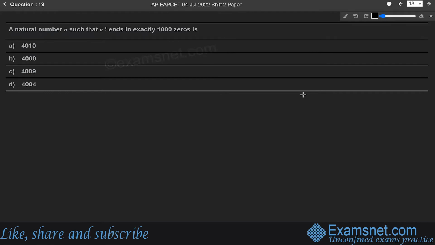Next question is a natural number n such that n factorial ends in exactly 1000 zeros. It is a very, very interesting question. We have to find a number whose factorial ends in exactly 1000 zeros.